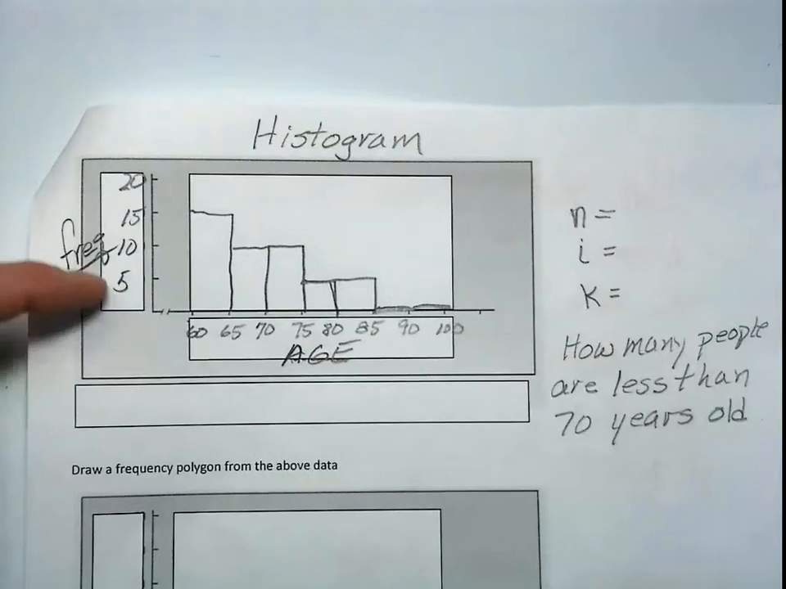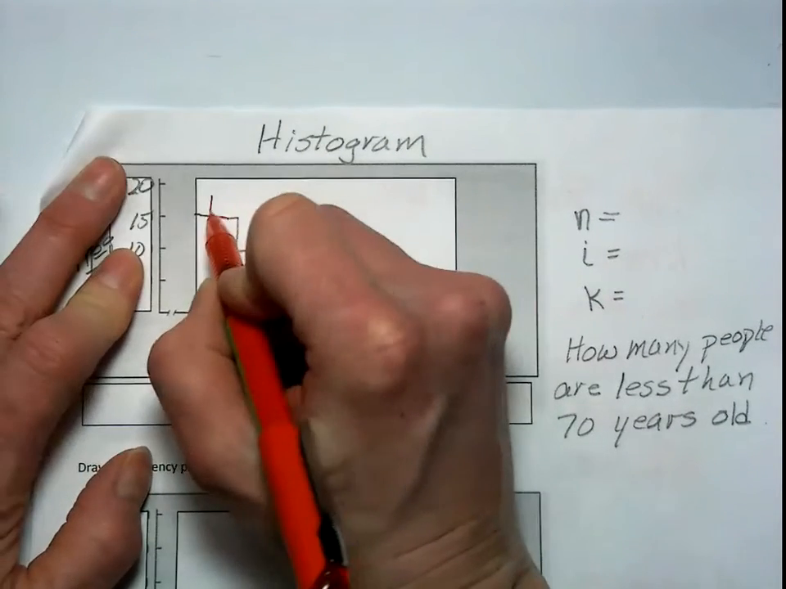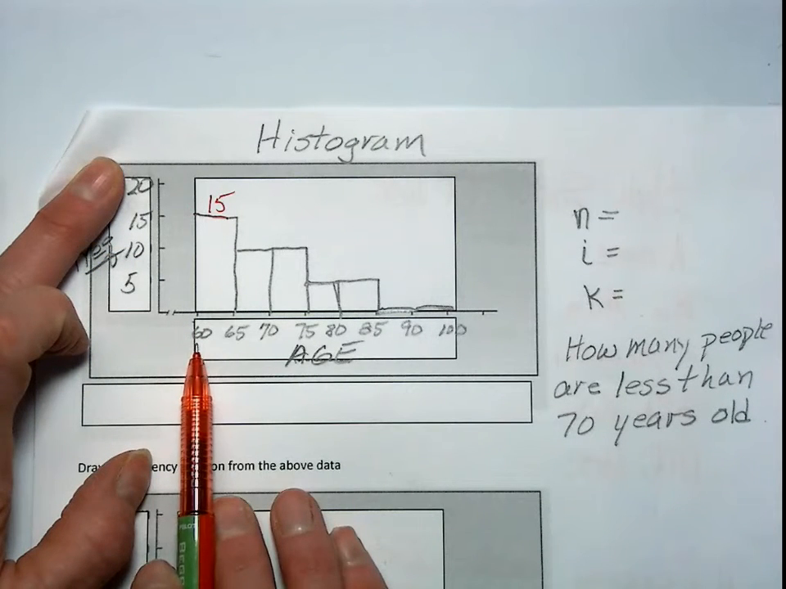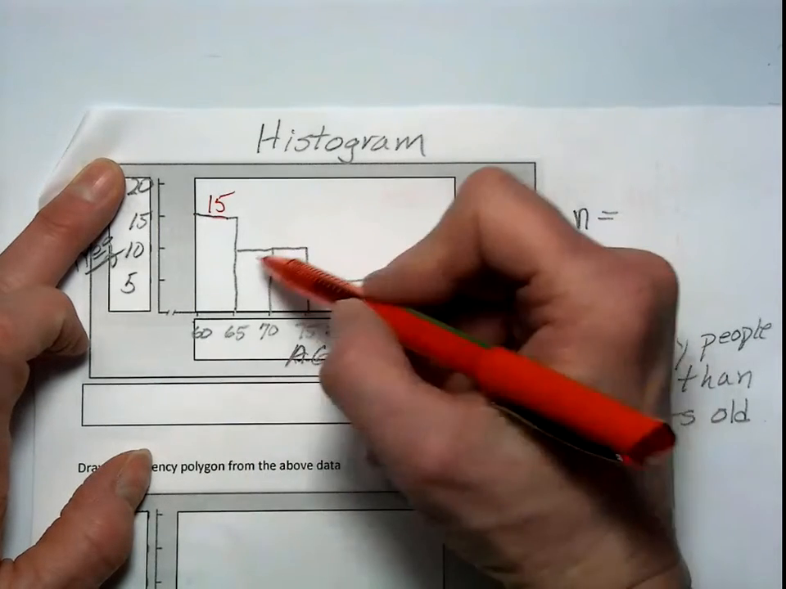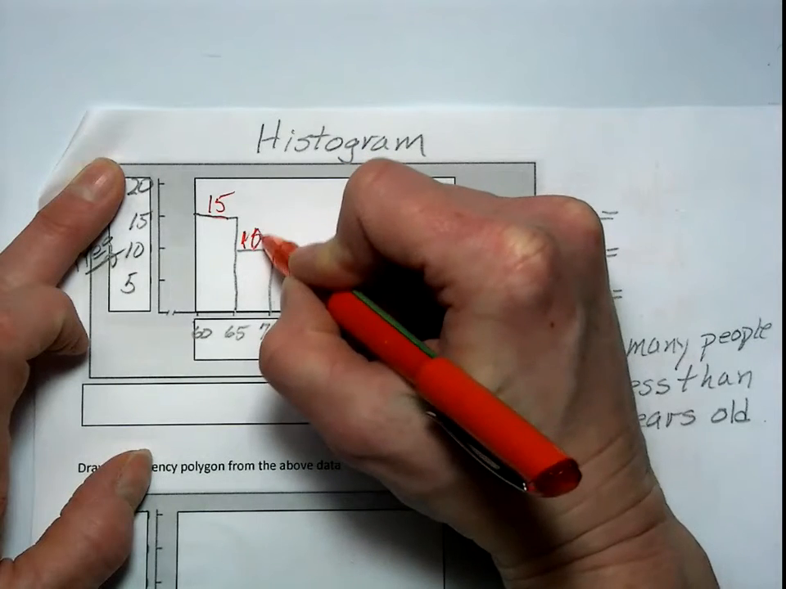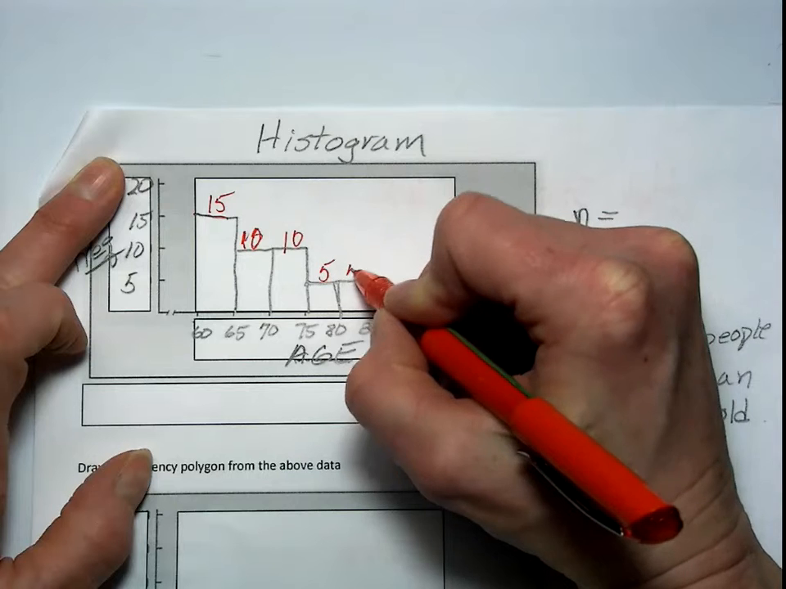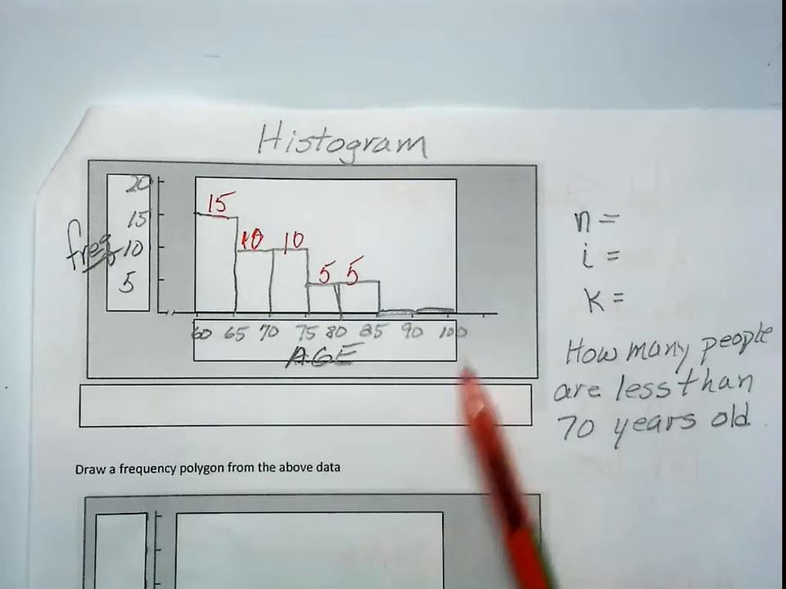Okay, so we have 5, 10, 15, 20. This bar is up at 15. So there were 15 people between the age of 60 and 65. There were 10 people between the age of 65 and 70. 10, 5, and 5. Okay, we did not survey any people between the age of 85 and 90 and 90 and 100.